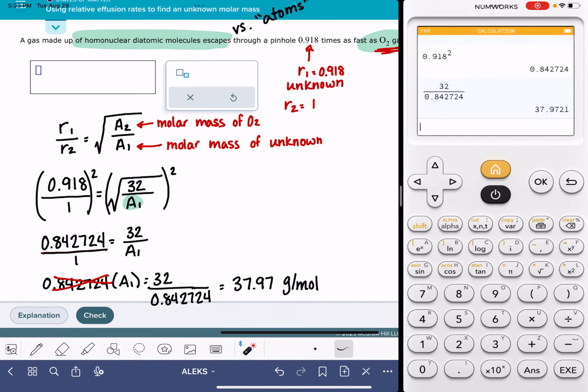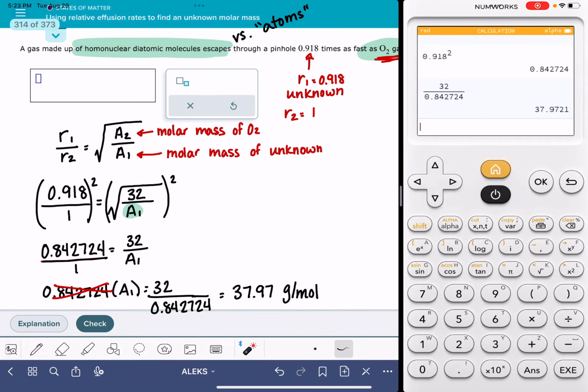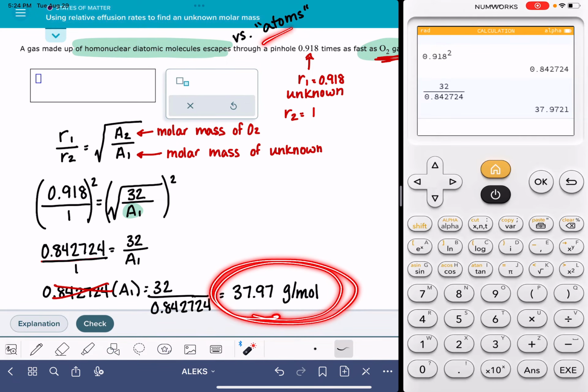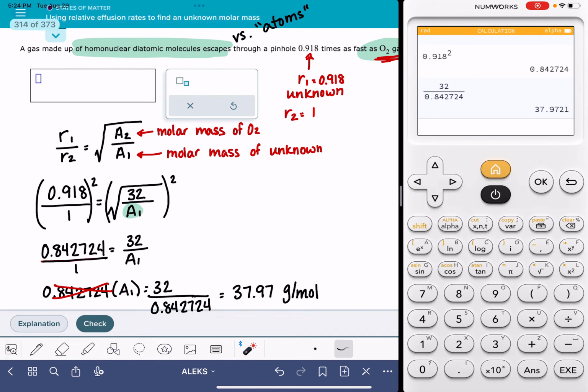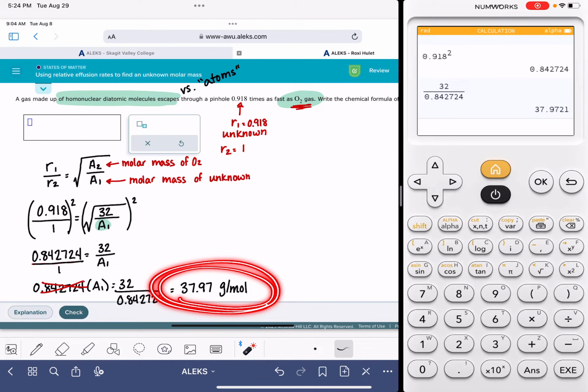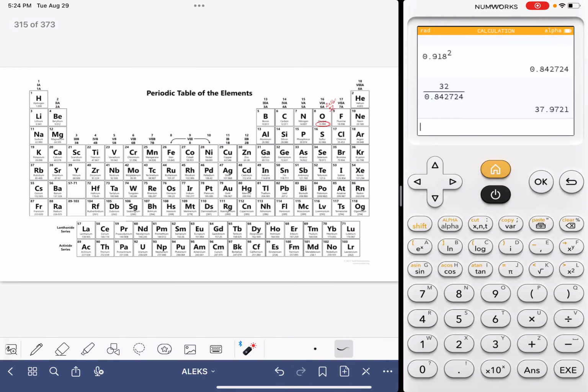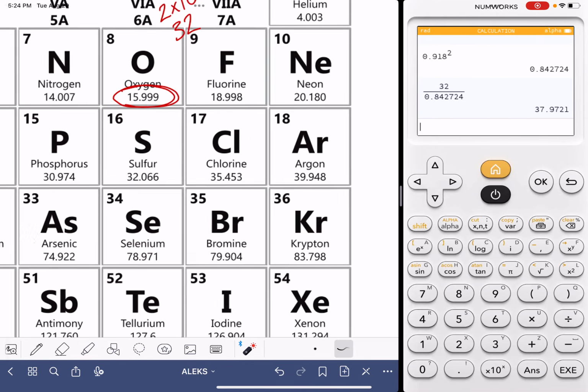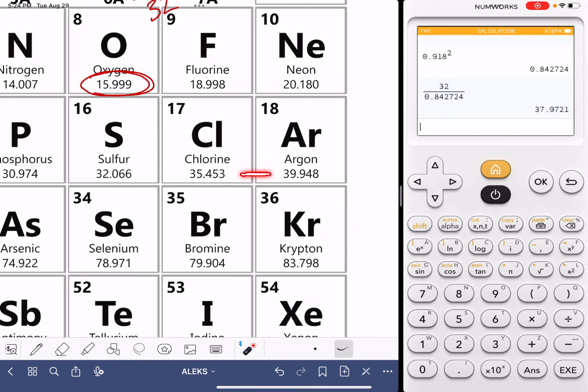Now here's where the problem is going to be different based on whether you are dealing with an atom versus a homonuclear diatomic molecule. If you have the version of the problem where it just says you have a gas of atoms, this is the atomic mass of that unknown gas. And what you're going to do now is go to the periodic table and find the atom that has an atomic mass of approximately 38. And we're not going to be able to find that on the periodic table because there isn't one. The problem isn't asking me to do that.